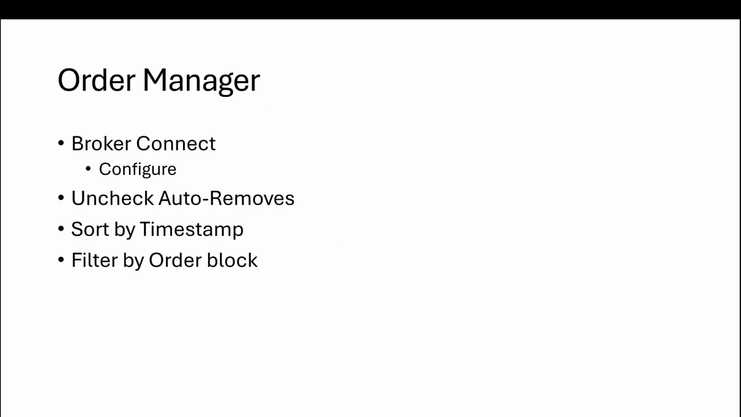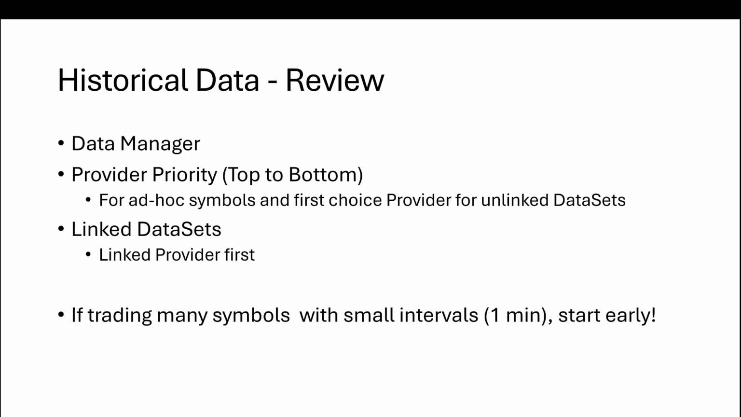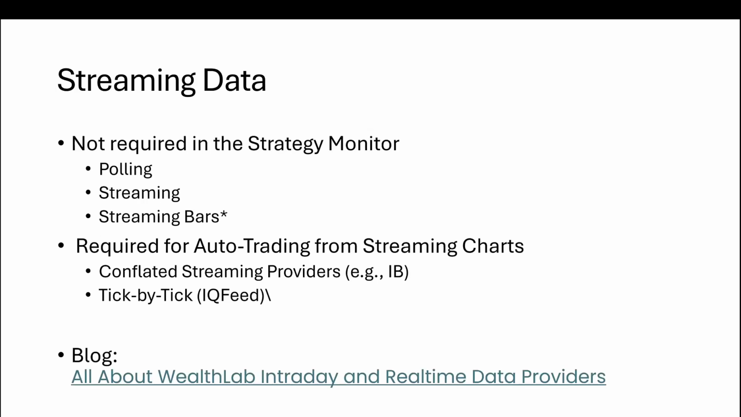Let's see. I've just got a few slides that we're going to go through because there's just a few things that you have to look at when you start setting up auto trading with WealthLab, and a lot of these are just one-time setups. I'm not sure who's all here or the experience level, but we'll go through these pretty quickly. We're going to look at some of the things in the order manager that we want to start with. We've got to look at our historical data, how we have that set up, because data is all important for trading.